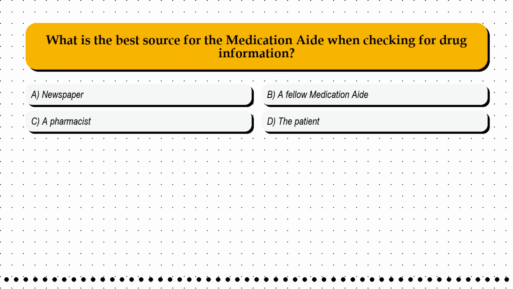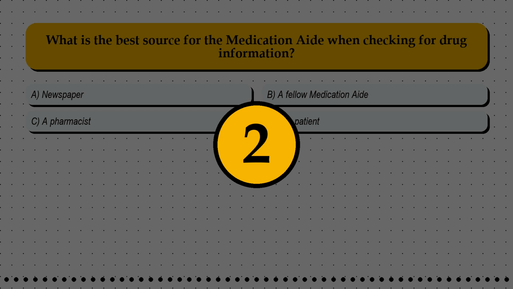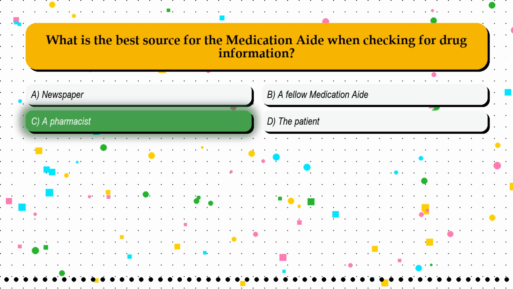Question 250. What is the best source for the medication aide when checking for drug information? Option A, newspaper. Option B, a fellow medication aide. Option C, a pharmacist. Option D, the patient. The correct answer is option C, a pharmacist.